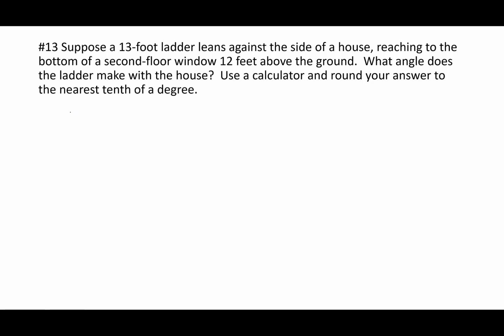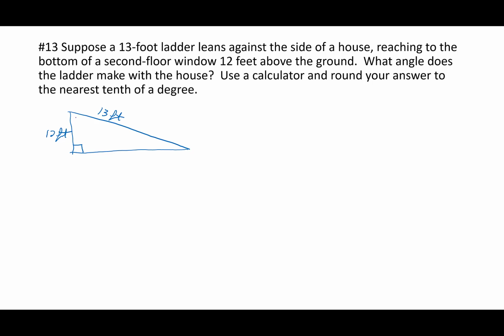So we have a 13-foot ladder leaning against the side of a house. We'll say this is the ground. And it's always good to draw a picture on these. It will help you. It will prevent you from making a serious error that could get you the wrong solution. So we have a 13-foot ladder leaning against the side of the house, a second floor window 12 feet above the ground. And we're asked to find what angle does the ladder make with the house.